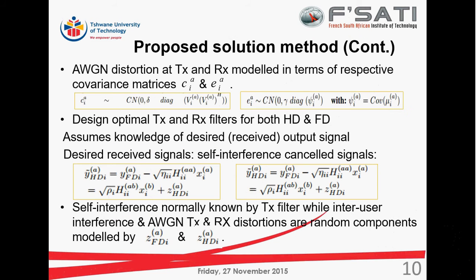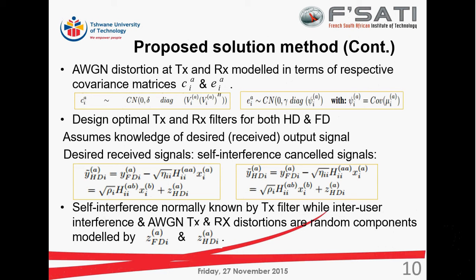As we move forward, the additive white Gaussian noise distortion at the transmitter and the receiver can be modeled, of course, as a random variable and has been found, after some work conducted by us, to be modeled with the following covariance matrices that we name CIA and EIA, provided by the two following equations. As we can see, it has a normal distribution, zero mean, as well as a variance which depends on the transmit filter and its conjugate transpose.